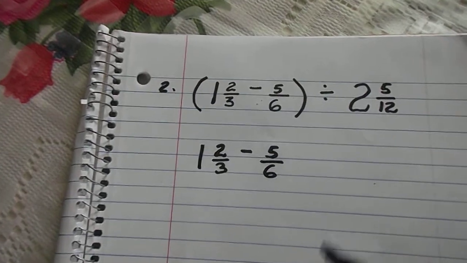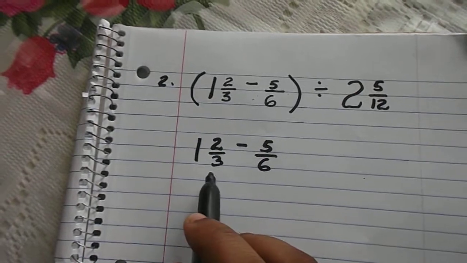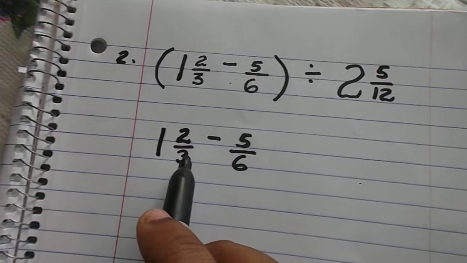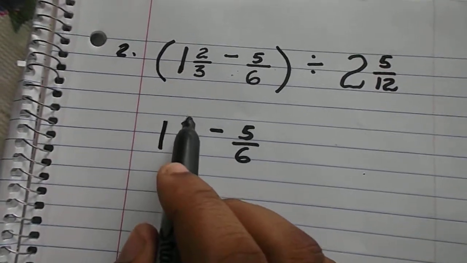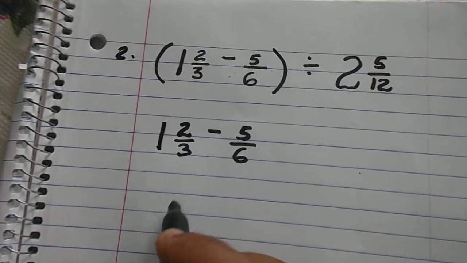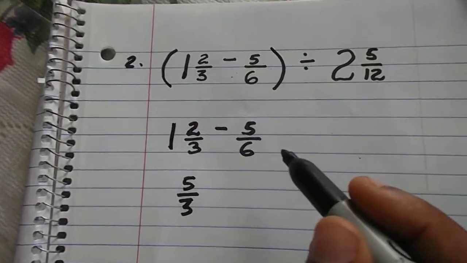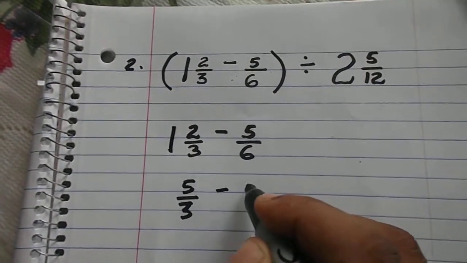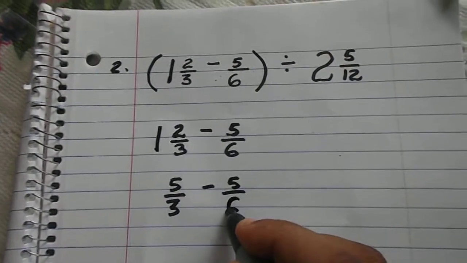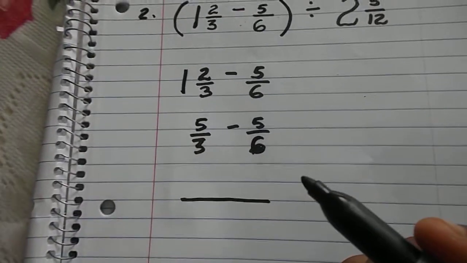So let's go. Here we have a mixed number. We need to convert this mixed number to what's called an improper fraction. So what we do, we multiply the denominator by the whole number and add the numerator. So that's 3 times 1, 3, plus 2, that's 5, and we write back that over the denominator, and that's minus 5/6. We notice that the denominators are different, so we must find what is called the LCM.